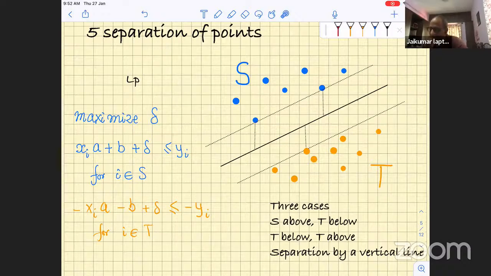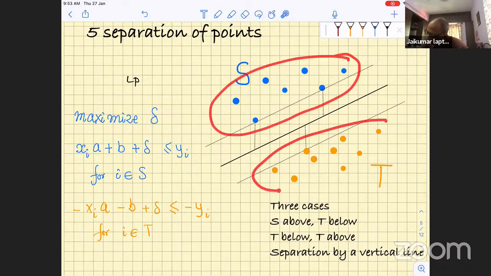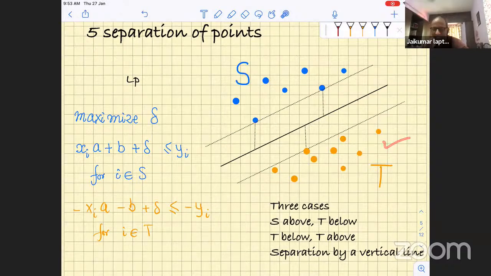So the next example is very similar to the example before. Again, we are trying to find a line here, but the purpose of finding this line is something else. We have been given two sets of points, blue points and orange points. The blue points are S and the orange points are the set T. The indices of the blue points are in the set S. The indices of the orange points are in the set T.